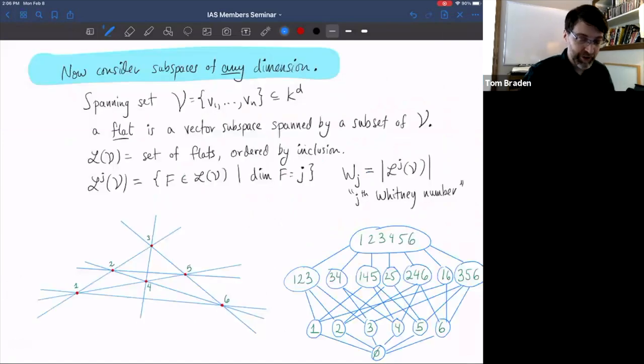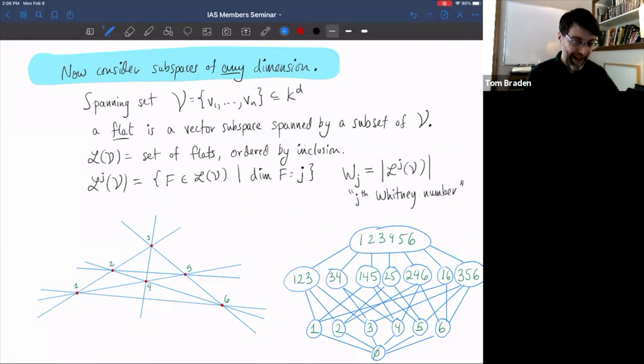The next kind of generalization you can look at is not just one dimensional and d minus one dimensional subspaces, but you can look at subspaces of any dimension. And just to introduce some notation, I'm going to be choosing a finite spanning set of this vector space.